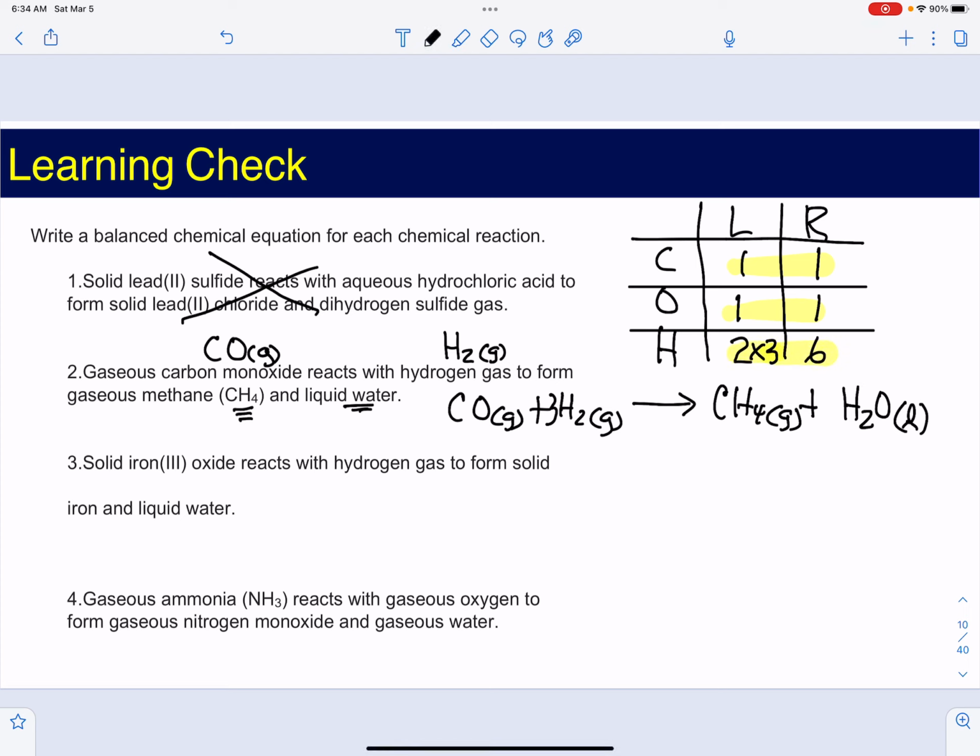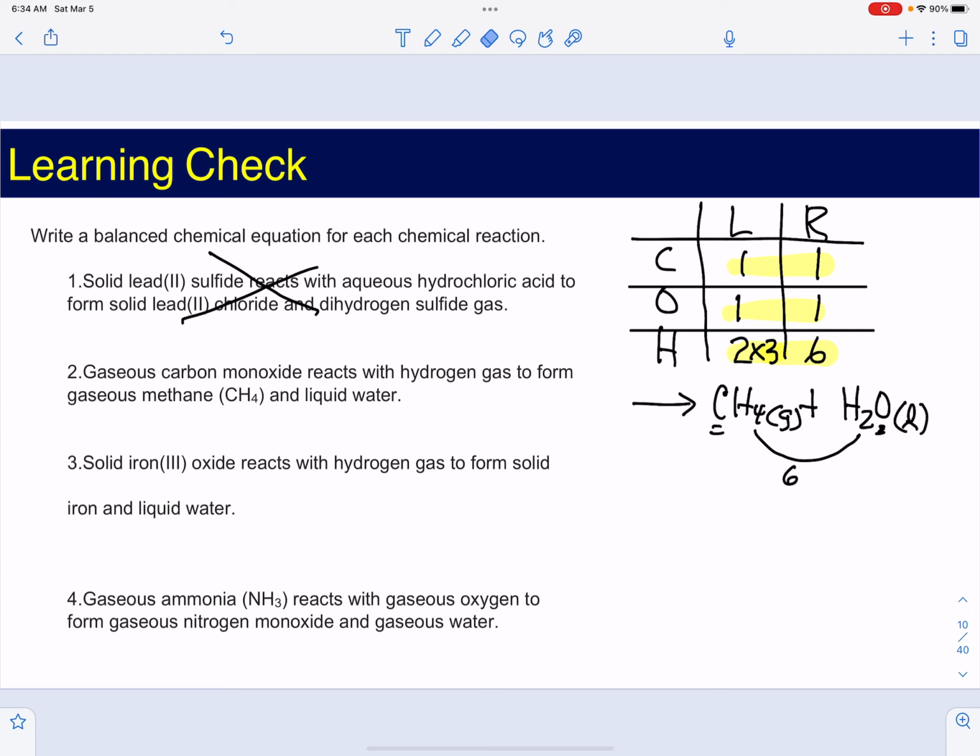So let's double check. 1 carbon, 1 carbon. 1 oxygen, 1 oxygen. 6 hydrogens, 6 hydrogens. So that's how we balance that equation. Let's do number 3. Let's go ahead and clear this up a little bit so we can use it for the next one.